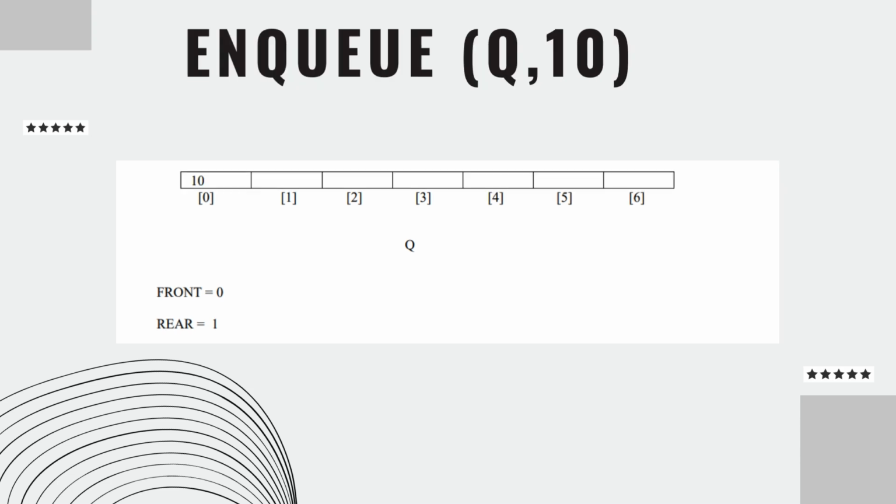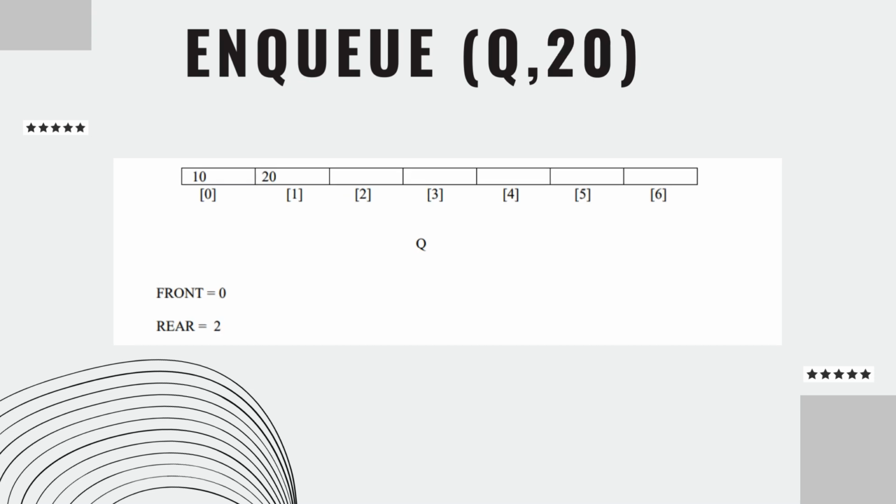The next would be NQ, they asked to NQ10. So if we NQ10, we have to insert from the beginning. So the 0 position will be 10, and the front's value is 0, as you see, and rear is 1. Okay, the second is NQ20. As we see, NQ20, we have to insert 20 in the linear queue, and the value of the rear would change and the front would remain the same. As you see, rear is 2 and front is 0.